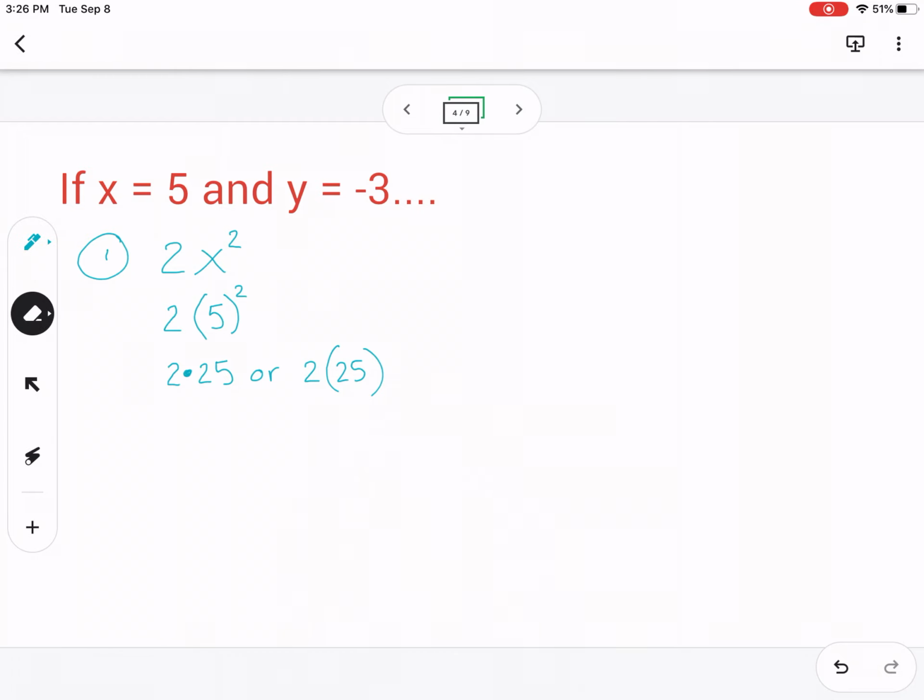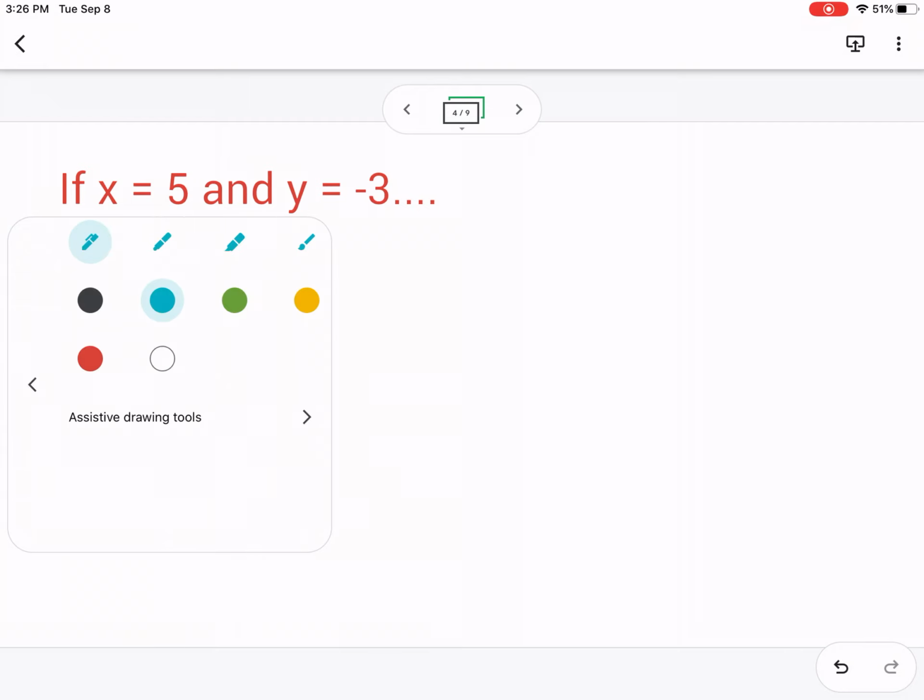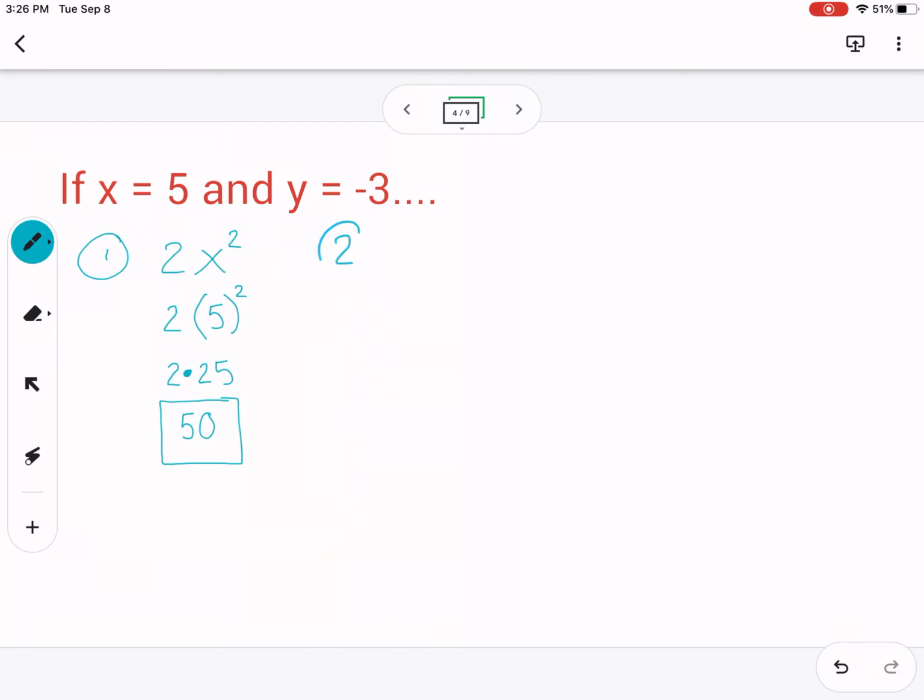So now I'm just going to erase so we're not super confused here. So now 2 times 25 is 50. Okay, let's try another one. I'm going to make my pen, let's see if this is a little bit better. Yeah, it's a little bit better.